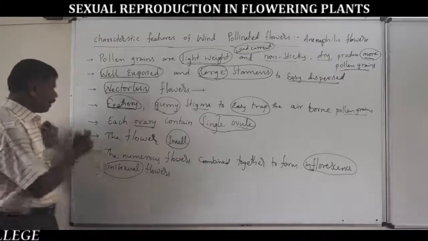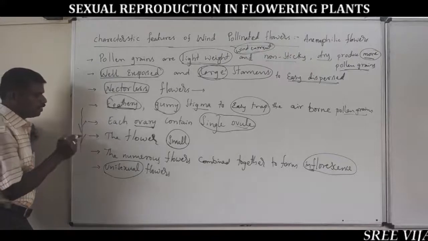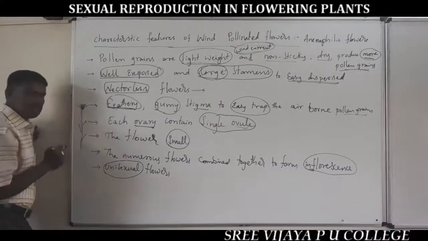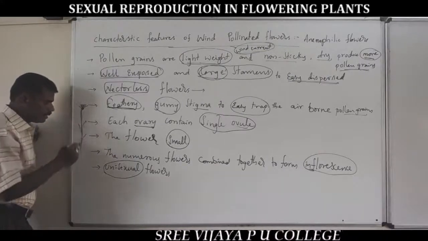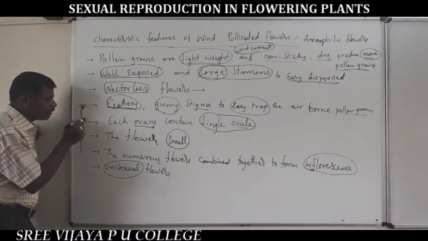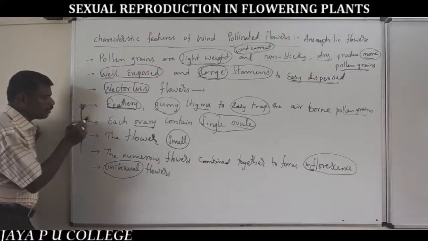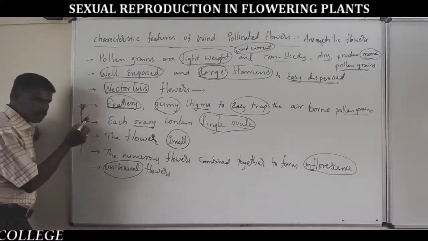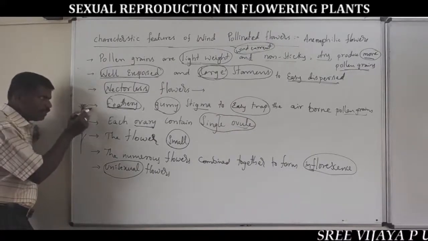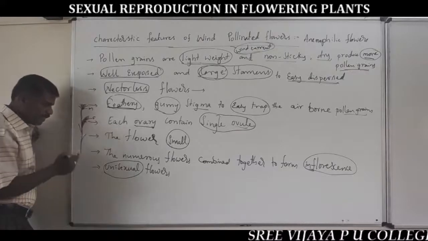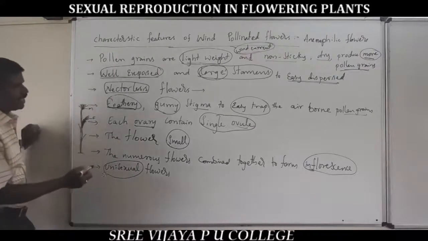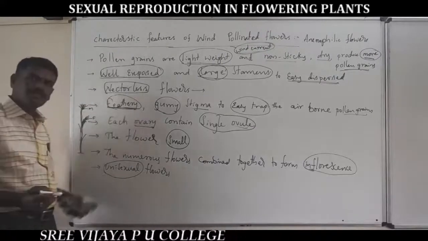For example, when you take a maize plant, the male flower is present at the top, and the female flower, that is the corn, consists of a number of stigmatic surfaces here. The male flower and the female flower are present on the same plant. Here, the stigma is feathery.